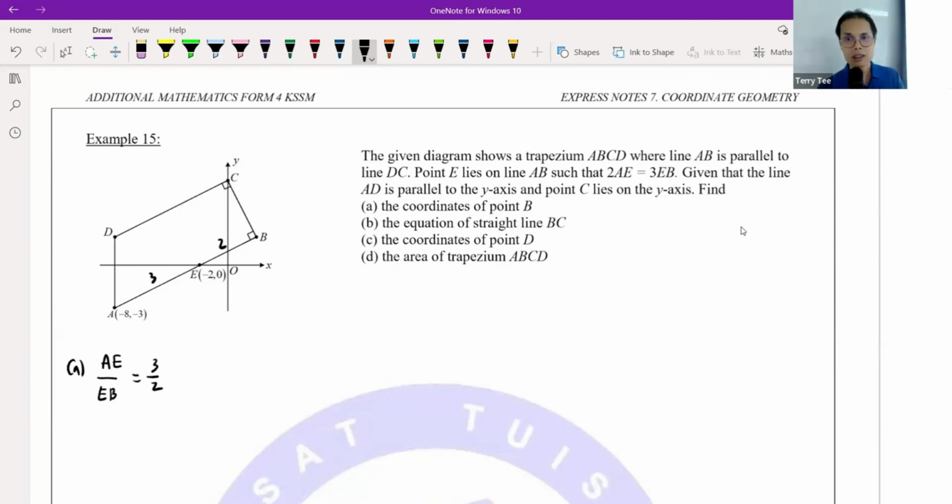Okay, AE is 3, EB is 2. So we can use the ratio formula to find B. Yeah, so it's all about putting everything together. Maybe I write here AE to EB is 3 is to 2.